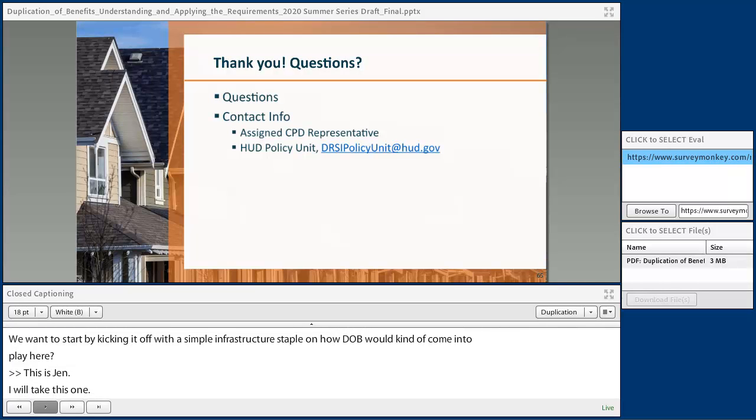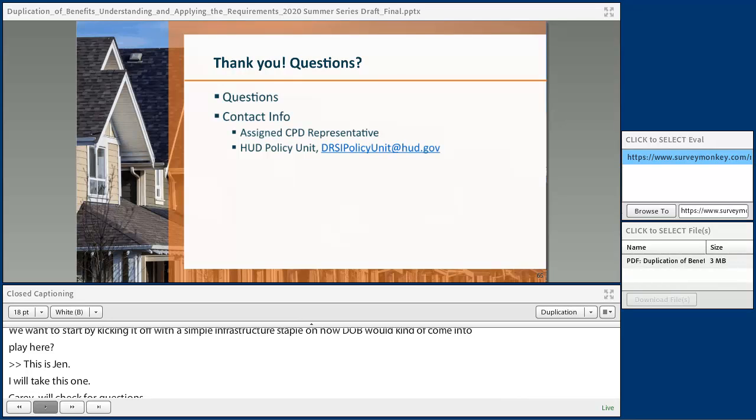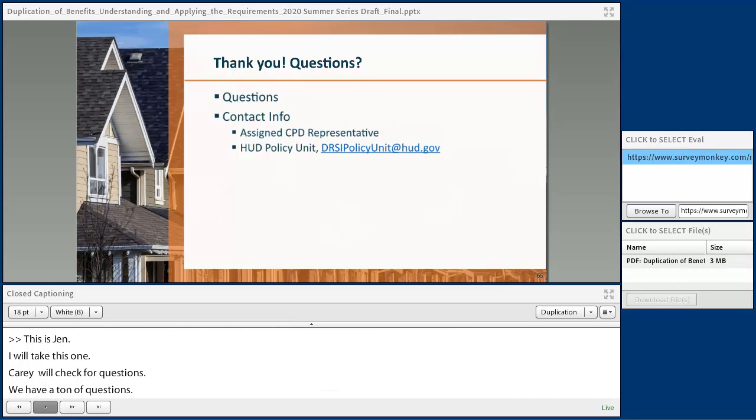But just to focus on the infrastructure example, I would say, again, it's like anything else, you still have a DOB analysis. In the case of infrastructure that's publicly owned, you also are going to have this additional calculation of local funds that are available for that activity.